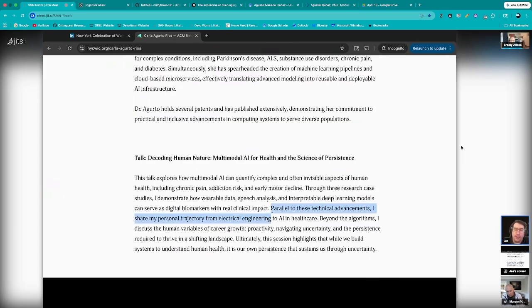Parallel to these, she shares her personal trajectory from electrical engineering to AI and healthcare, and then human variables in career growth, proactivity, navigating uncertainty, and the persistence required to thrive in a shifting landscape. She highlights how we build systems to understand human health, and it's our own persistence that sustains us through uncertainty. And this is kind of her final slide.